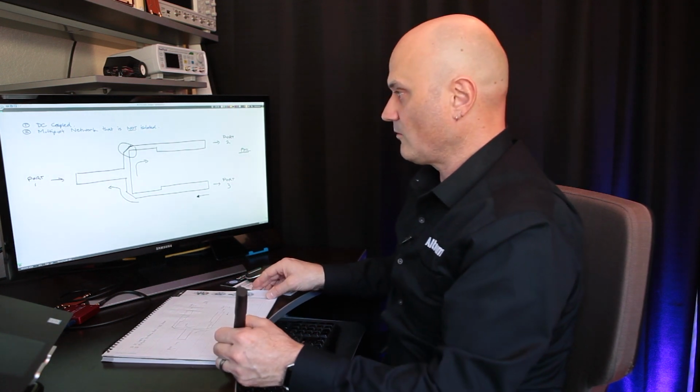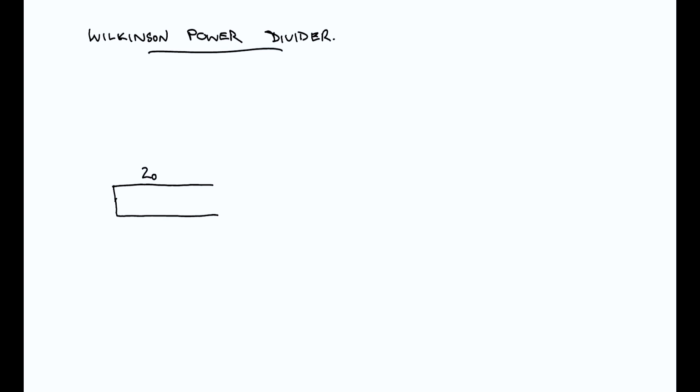So what does this look like? Let's go to another page again. And this is the most common implementation of a power divider that I've seen anyway. It's called a Wilkinson power divider. The Wilkinson power divider is essentially the same structure. So we come in, Z0, that's typically 50 ohm. Then we have a split.